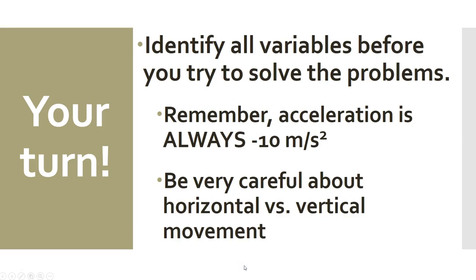So now it's your turn. You're going to go through a practice quiz for vectors and projectiles. Make sure that when you're doing any sort of calculations that you've identified every single variable possible before you try and solve the problem. Always remember that you've got an automatic given with your acceleration. Remember that is vertical acceleration, negative 10 meters per second squared. And just be really careful keeping track of what's horizontal versus what is vertical.